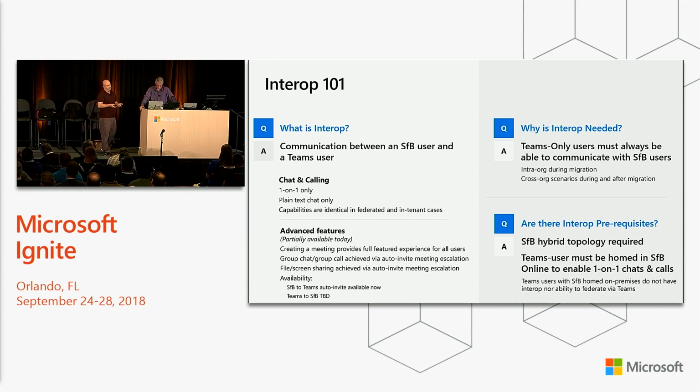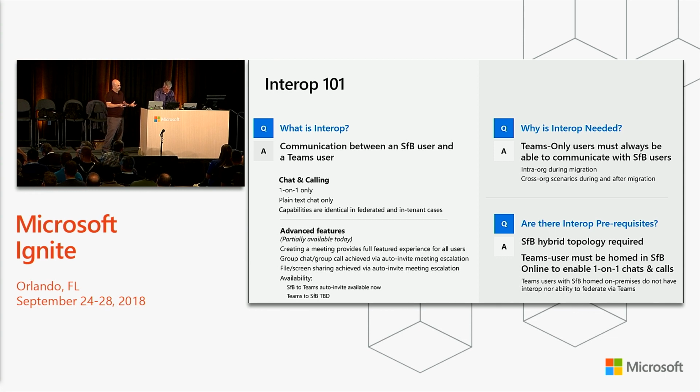So let's talk a little bit about what the interop experience is, and then Francois is going to do a demo. Basically, it's chat and calling, one-to-one, one SFB user, one Teams user. It's plain text at this point, and there is not the ability to add somebody else. That's because fundamentally we are wrestling with two totally different protocols, so this is a case where you're going to see some seams.